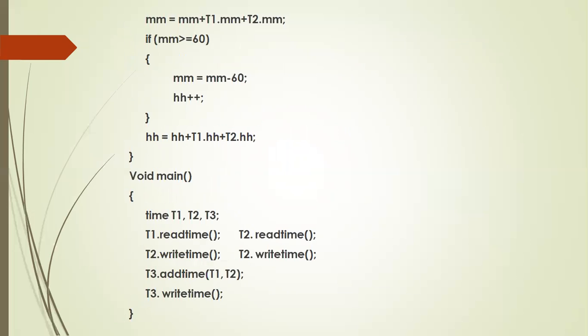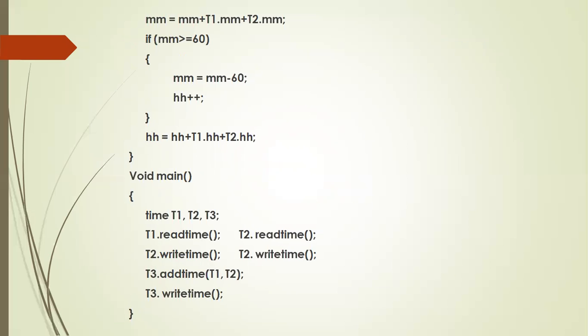After that, the minute is already incremented by 1, plus the corresponding minutes of time 1 and the corresponding minutes of time 2 are added, and the result is kept in T3.mm. Now you check whether the minute part is greater than or equal to 60. If the minute part is greater than or equal to 60, subtract 60 from the minute and add 1 to the hour. After that, you add what? The hour is already incremented by 1, plus the hour of the first time and the hour of the second time. The complete result is stored in hh. Now we got ss, mm, and hh for the time T3.